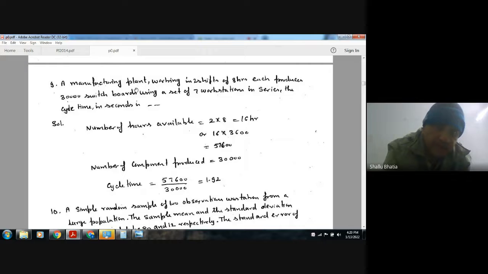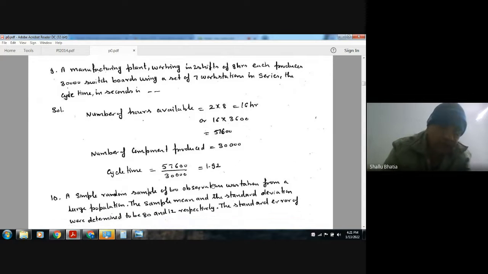A manufacturing plant working in two shifts, 8 hours each. Okay, and the manufacturing plant produces 30,000 components. So the number of components produced is 30,000, and the time available is 57,600 seconds. So cycle time is the time available divided by the number of components. So it is 1.9. Okay, next.